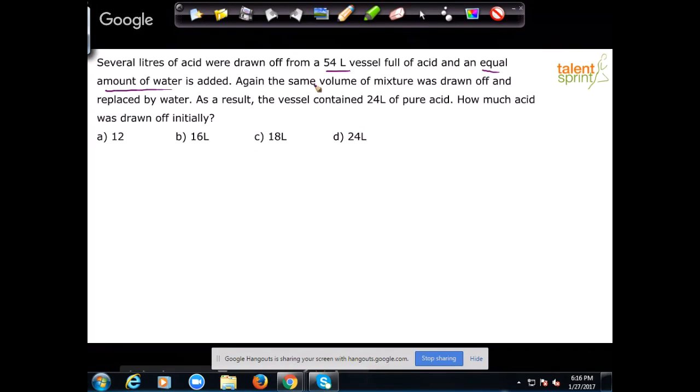Again, the same volume of mixture was drawn, right? Understand that in this case, once you have removed the acid and added water, the pure acid now becomes a mixture. What we have in the vessel now is a mixture of acid and water. And from this mixture, we have removed the same volume of mixture that was removed earlier, right? The quantity of acid that was removed earlier, same quantity is being removed again and replaced by water once again. So the step is repeated, done twice, right? And as a result, when you look at the vessel, it has 24 liters of pure acid. So 24 liters is pure acid and remaining is water. So how much acid was drawn off initially is the question.